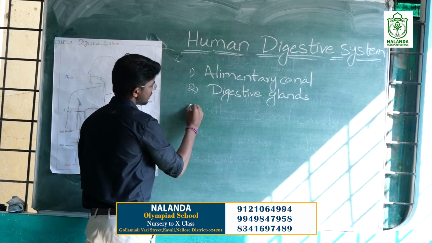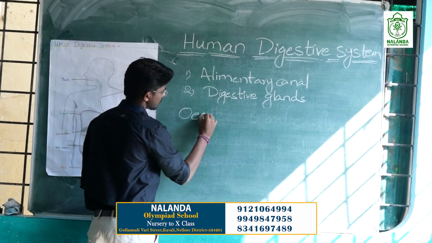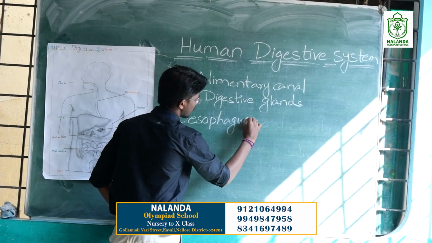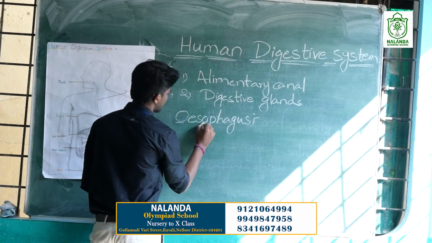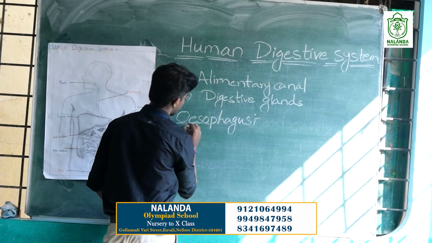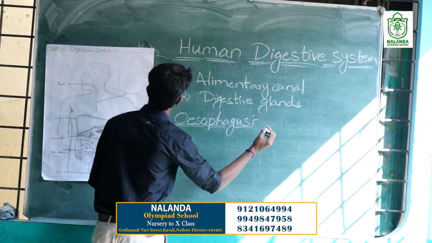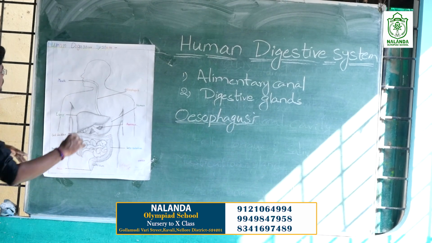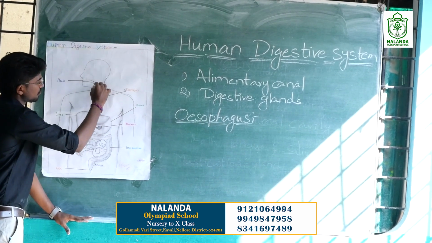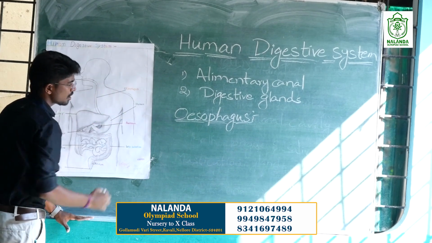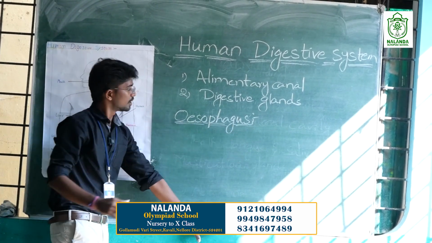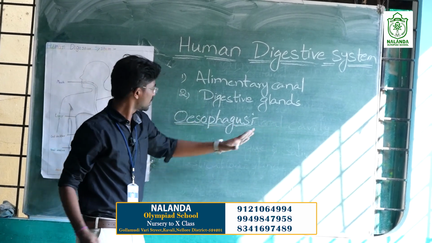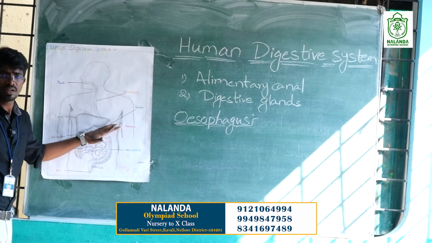And then esophagus. Children, here is the diagram of the human digestive system. This is the mouth, and then the pipe is known as the food pipe or esophagus. Let us learn about it. Esophagus is a long tube-like structure which connects the mouth to the stomach.